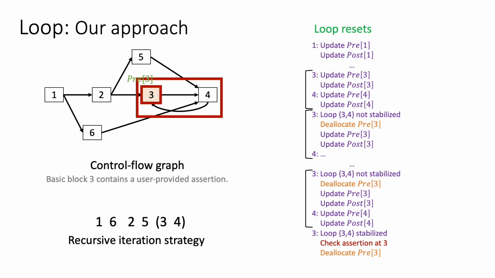Pre-3 can also be deallocated in the beginning of each loop iteration. This is because pre-3 will be reset during the loop iteration. While this example only shows the resets for pre-values during the loop iteration, our approach resets post-values that are generated in the loop iteration as well.